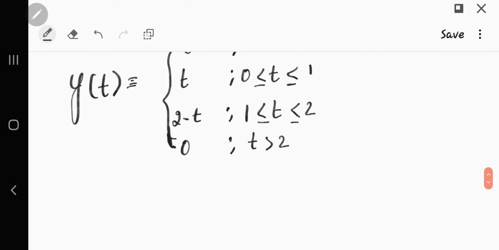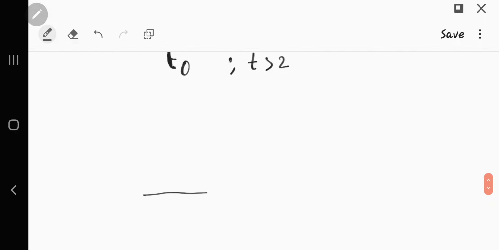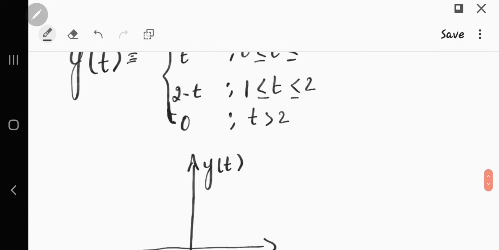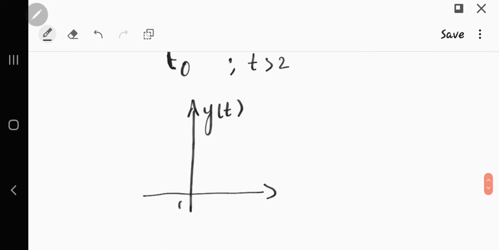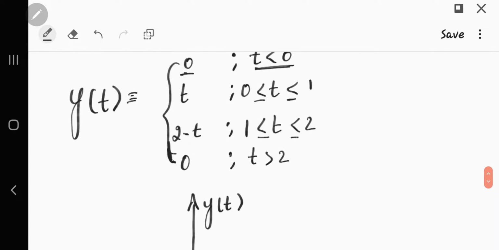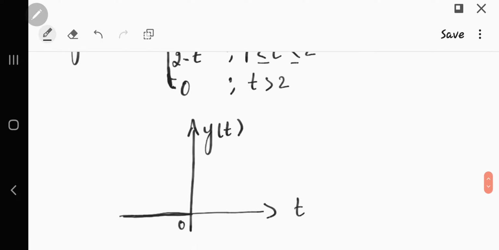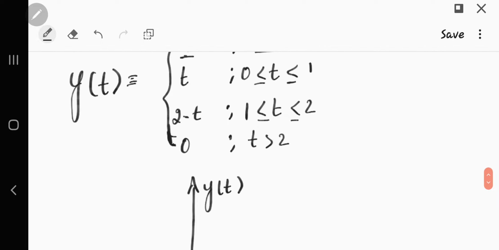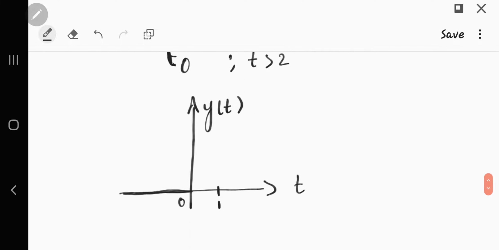Now if you want to plot this, if you want to plot y of t, it says for values of t less than 0, value y of t is 0. Now for value of t less than 0, y of t is 0, that means this part is completely 0, which we are not plotting. Now from 0 to 1, what is the value here? It will be t. So that is nothing but a ramp function.